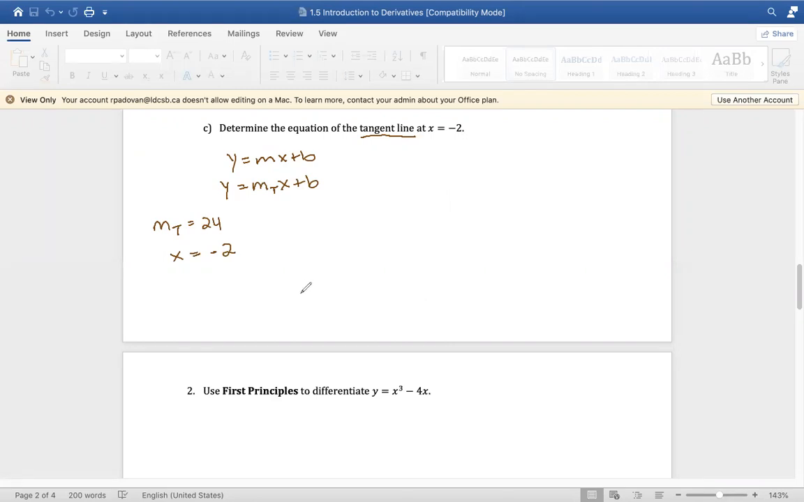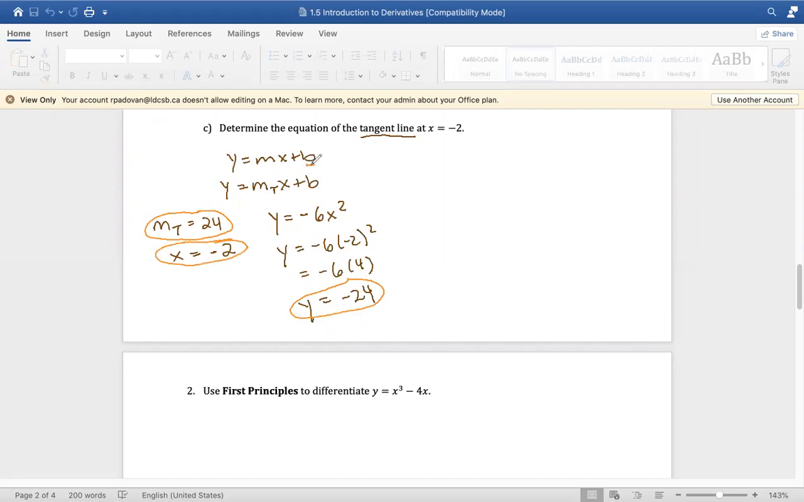I have my original equation, right? My original equation is y equals -6x squared. So if I know that x is -2, if I just put in -2, then I have -6 times 4, and then I have -24. So I know that my y, so just to highlight, I know that my y is -24. My slope of the tangent line is 24, and my x value is -2. So that's okay. If I only have the b to solve for, that's what I'll do to solve for b.